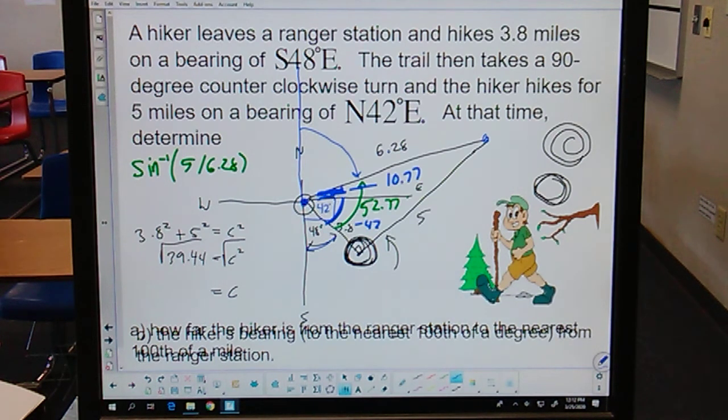If that little angle there is 10.77, remember the whole thing is 90. So 90 minus 10.77 is 79.23. That makes 79.23 this angle here that we wanted. Okay, there's the hiker, there's the station playing off the north-south line. So you're looking at a bearing, to answer question B, of north 79.23 degrees east.